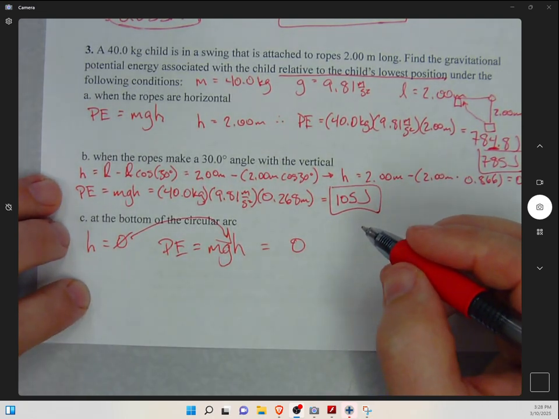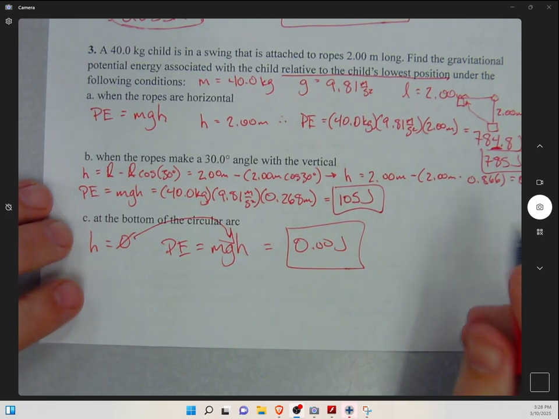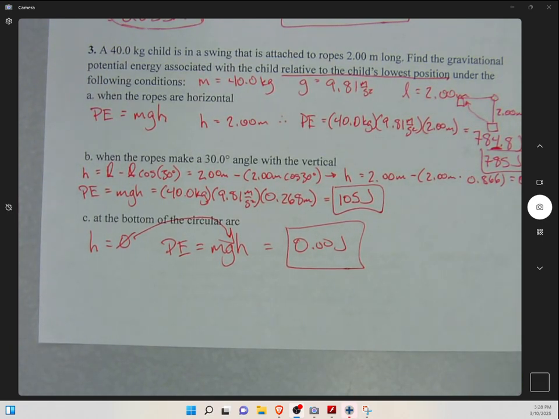Now, if I want to be super snarky, maybe I'll throw in some significant figures, but there's no gravitational potential energy. Again, which makes common sense because this is a swing. If we define the bottom portion of this swing to be the 0 point, the child has no capacity to fall any further than this point on the swing. So this is the 0 point. And so if the seat of the swing is at this level, there is no more capacity or potential to move in the vertical direction.